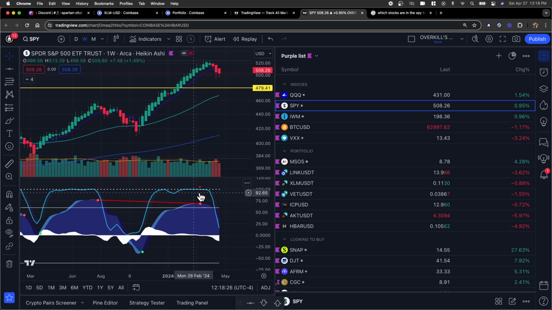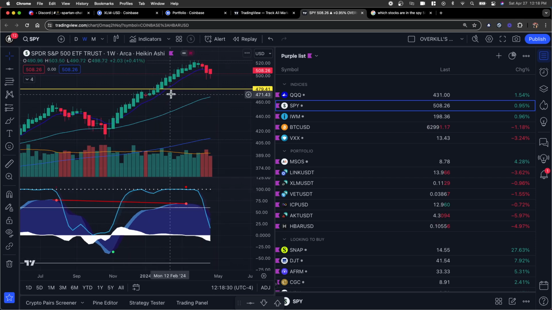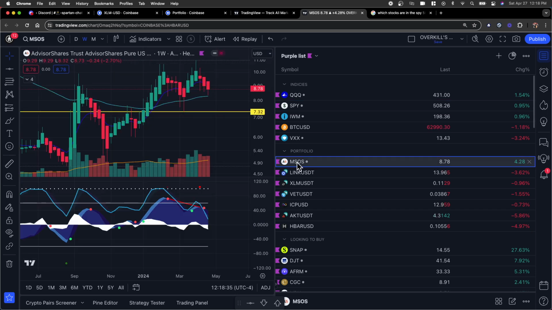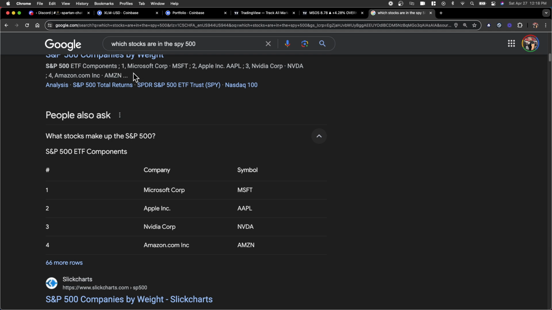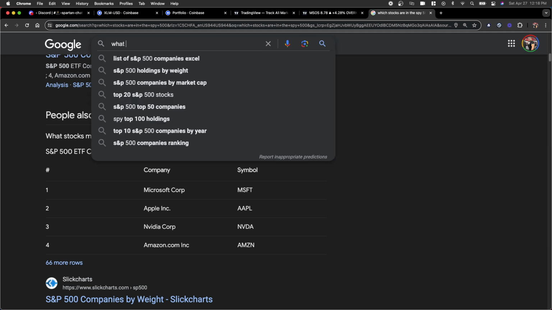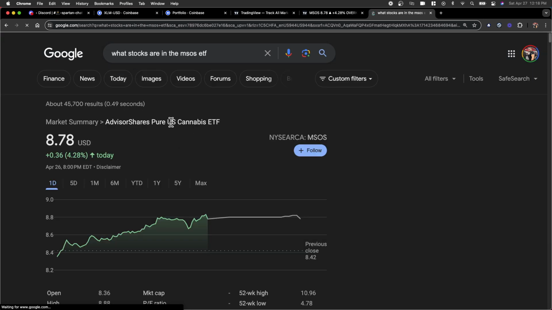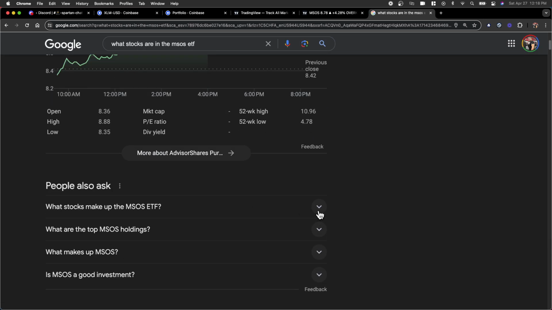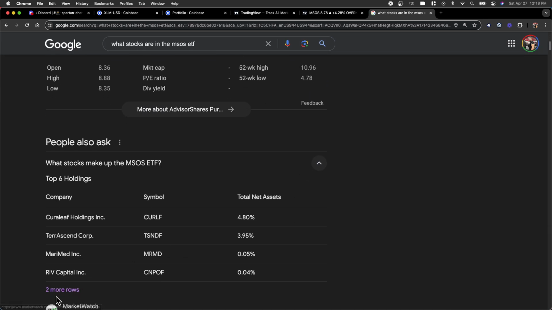Okay, and it's the same thing down here. When we get on the floor, we look to buy. When we get the green dot, we look to buy. Okay, so that's how we read that. So that's what an ETF is. So this is like an ETF made up of a certain amount of stocks. So MSOS, what stocks are in the MSOS ETF? And you guys can look this up for yourself too. There's tons of ETFs. Okay, if you're buying stocks, I recommend ETFs. So you can see which cannabis stocks are in this. MRMD, TSNF, whatever, Curaleaf, CNPOF, all that.